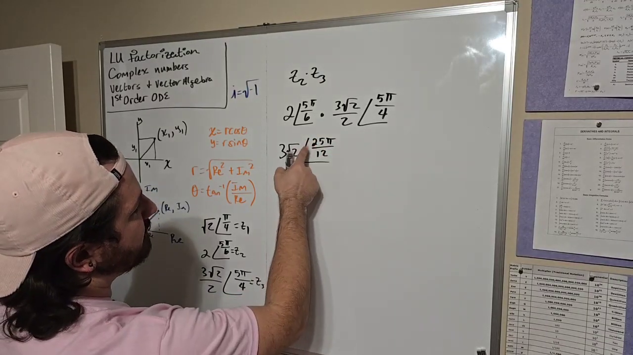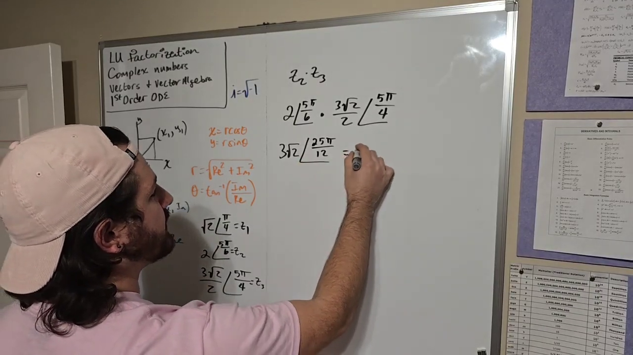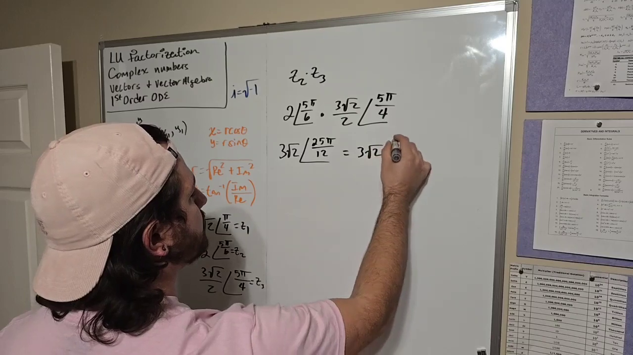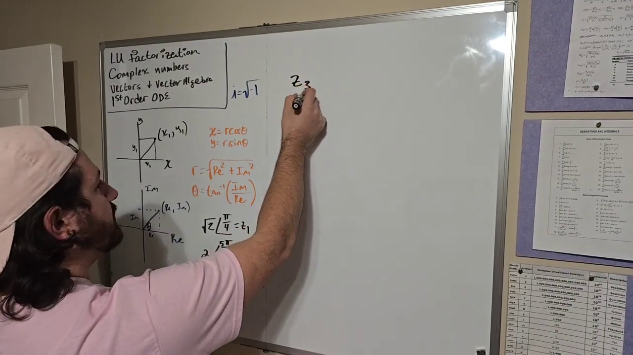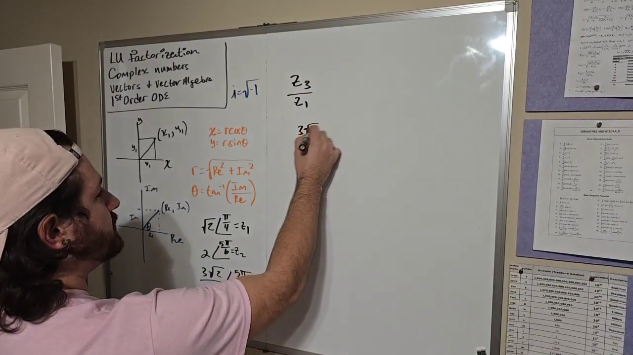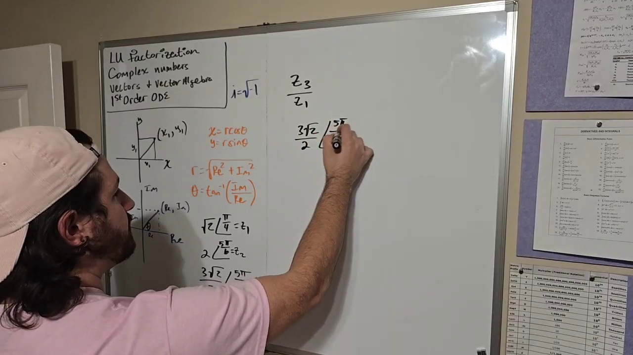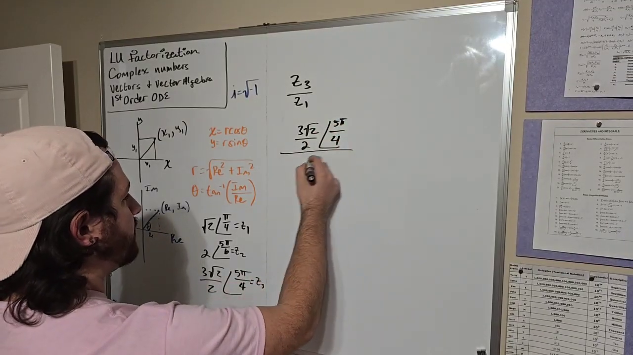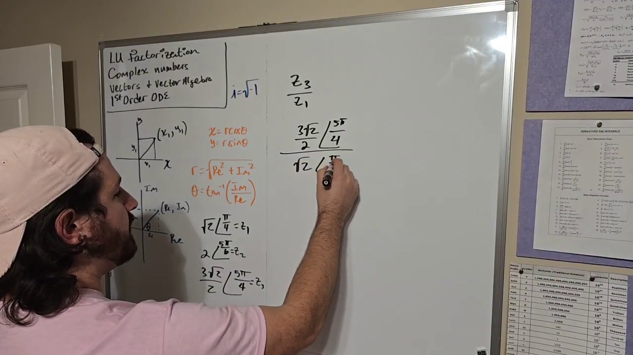Now notice 25 pi over 12 is a little over 2 pi. So we're going to take out the 2 pi part. So this is actually going to equal 3 root 2 with angle pi over 12. We're going to do Z3 divided by Z1. Okay, so we have 3 root 2 over 2 with the angle of 5 pi over 4 divided by root 2 with the angle pi over 4.